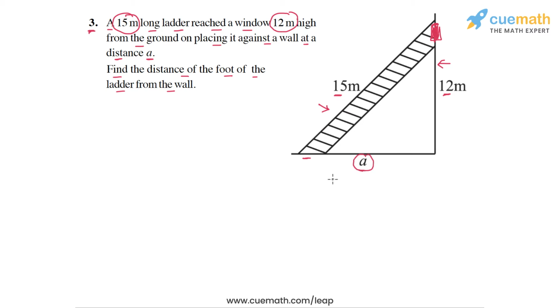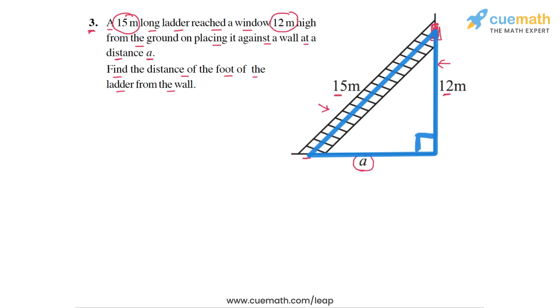Now if we observe the figure carefully, we can see that a kind of a right triangle is being formed in this figure. And what are the sides of that right triangle? So we have the ladder itself forming the hypotenuse of the right triangle. We have this part of the wall from the window to the ground, which is 12 meters in length. This is forming the vertical edge of the right triangle. And then we have the ground itself, which is forming the horizontal side of the right triangle. Okay, and this angle here is 90 degrees.